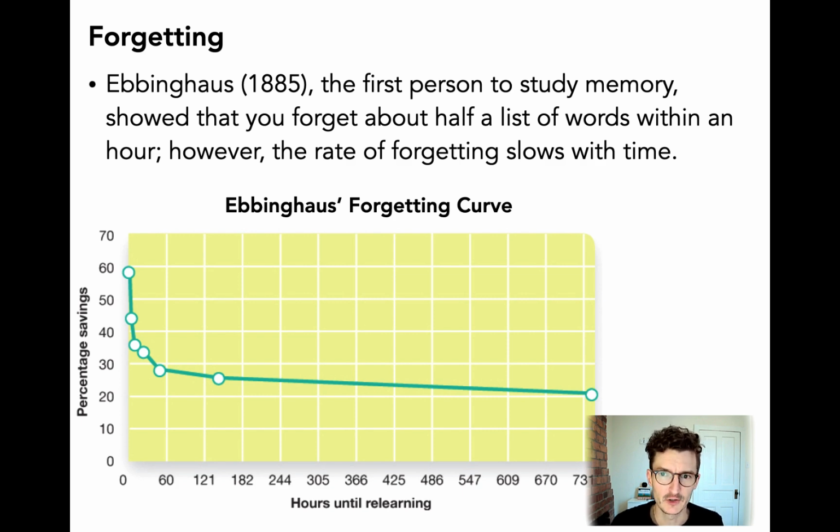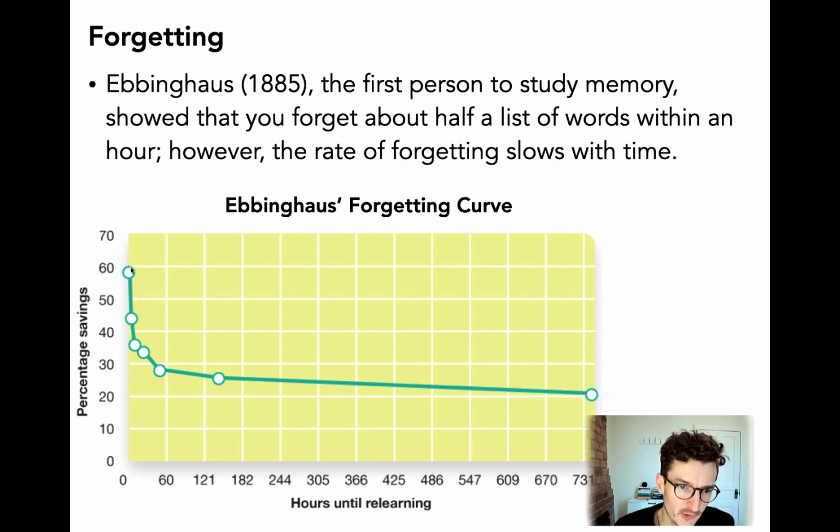And he plotted what he called a savings curve. So of the original word list that he had memorized, how much of that did he recall? 80%, 60%, 50%, and so on. What were his savings? And what he found was that his memory of word lists dropped dramatically within minutes and hours of actually learning the word list. And you can see that in this figure here.